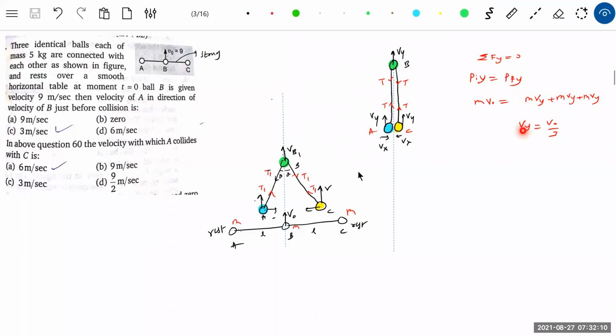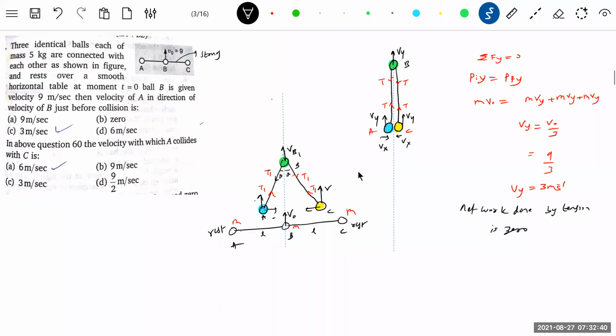Okay, this is the initial velocity. Like this we can calculate. So what is this? It is v naught by 3, just when A and C are about to collide. Now again he is asking with what velocity A and C will collide. How to calculate this Vx? We don't know this Vx. Net work done by tension will be 0 here. So therefore I'll go for conservation of mechanical energy.